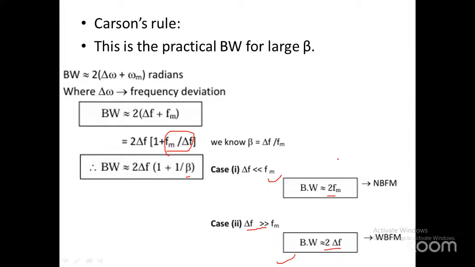According to Carson's rule, the bandwidth of a narrowband FM is equal to 2 FM, where FM is the modulating signal frequency, which is a low value. And for wideband FM, it is equal to 2 into delta F, where delta F is the maximum allowable deviation, which is far greater than the actual deviation.